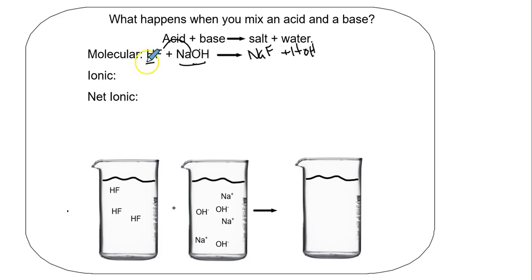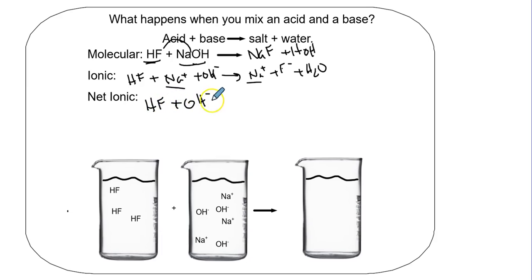Ionic wise, now this being weak stays together: HF plus Na+ plus OH negative. Separate those because they're strong and very soluble. Produces, now this is actually together, so it's Na+ plus F negative plus H2O. Eliminate spectators. The only spectator we have here is the Na. The F actually changes a little bit. So the ionic is going to be HF plus OH negative yields F negative plus H2O.